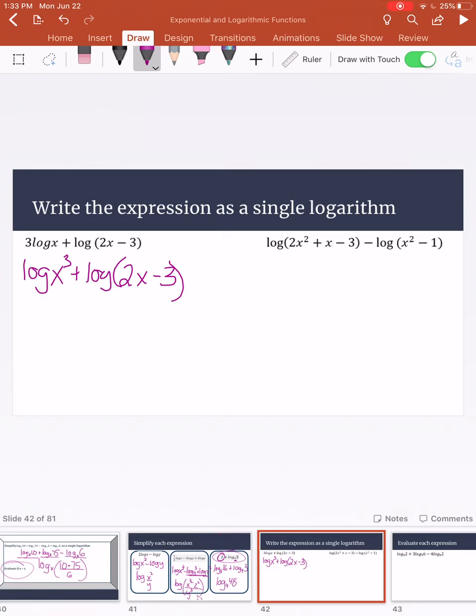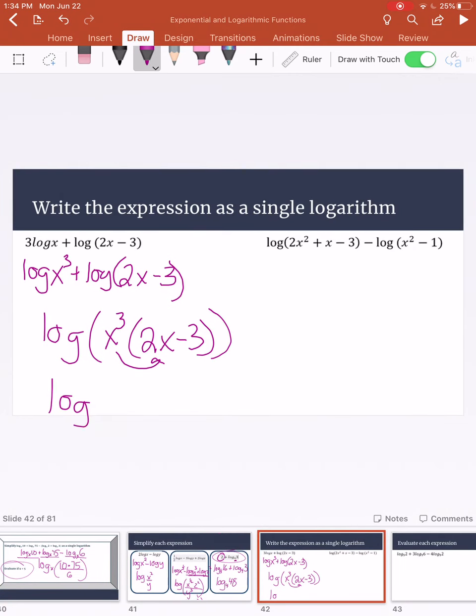We are adding two logarithms with the same base, so we will use log laws and multiply the two arguments. So I have x to the third multiplied by 2x minus 3. And then from here, I'll just distribute that x to the third to that expression, and I end up with 2x to the fourth minus 3x to the third.